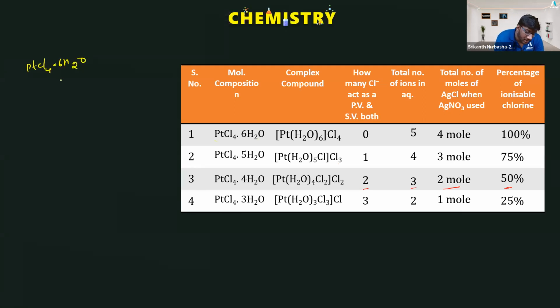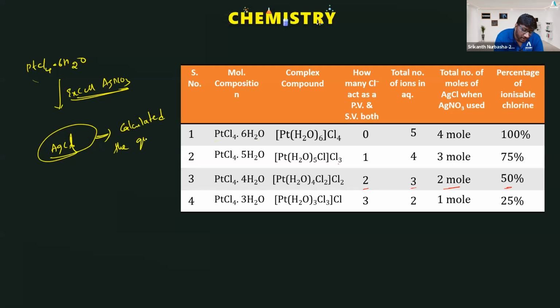The other way he has done is, he has taken excess AgNO3. When he takes excess AgNO3, from this complex you are going to get AgCl. From this complex you will get some chloride ions. That Cl minus will react with Ag plus to form AgCl. AgCl is a precipitate. Calculate its weight. From the quantity of AgCl, can I calculate the number of moles of AgCl or not?